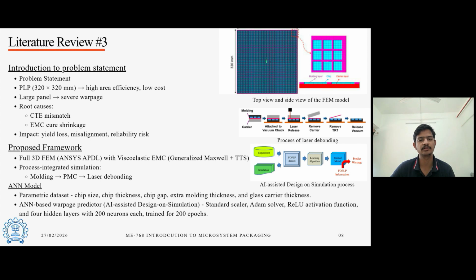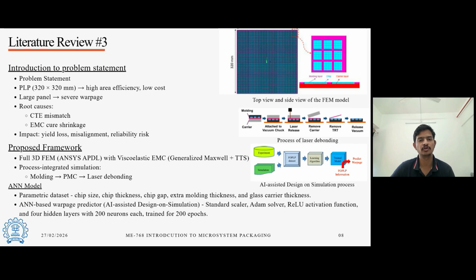Dynamic mechanical analysis data was used to construct a master curve through time-temperature superposition at 122 degrees Celsius, near the glass transition temperature of the EMC. The shift factor was fitted using the Williams-Landel-Ferry equation, enabling accurate modeling of creep and stress relaxation.